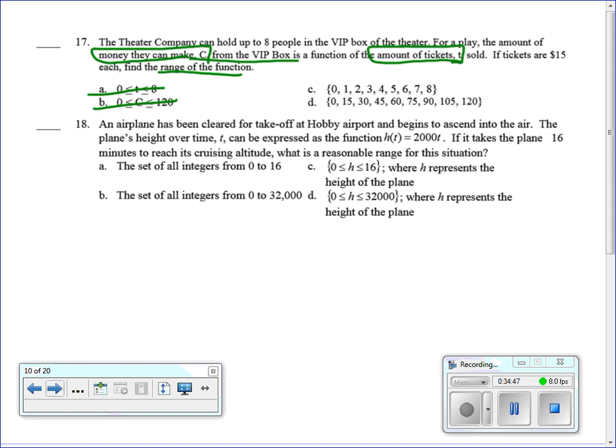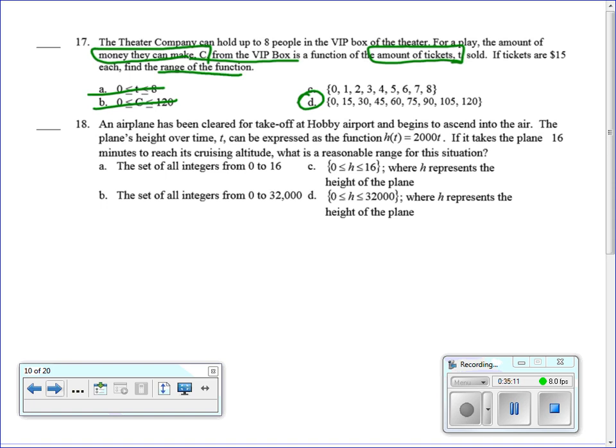is $15, so $15 should appear in our range. If we sold 2 tickets, that would give us 30. 3 tickets, that would give us 45, and so on and so forth. So the biggest thing here is being able to distinguish between your domain and your range. Domain being the number of tickets, and the range being the amount of money that was earned.